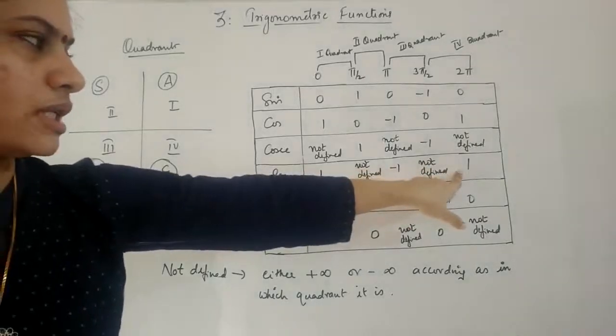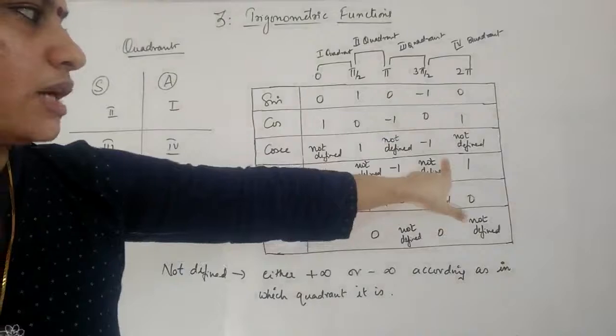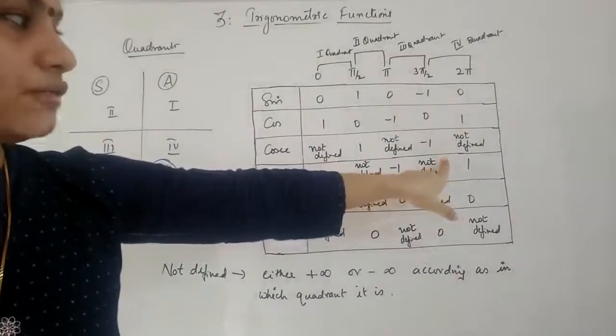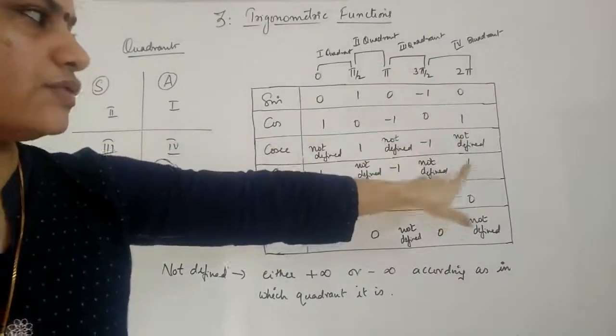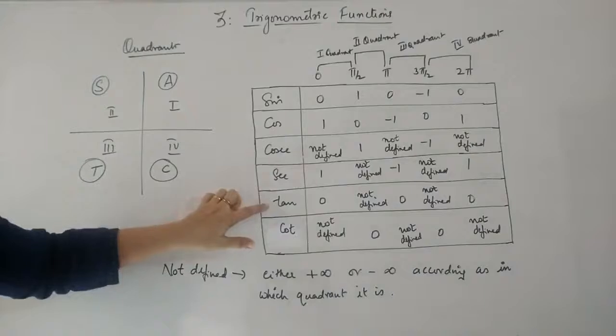Again for the fourth quadrant, cos is positive. Cos is positive means sec is also positive. Sec is positive means you have to treat this not defined as infinity in the fourth quadrant. So infinity to 1 means it is again decreasing its value. Okay, clear?